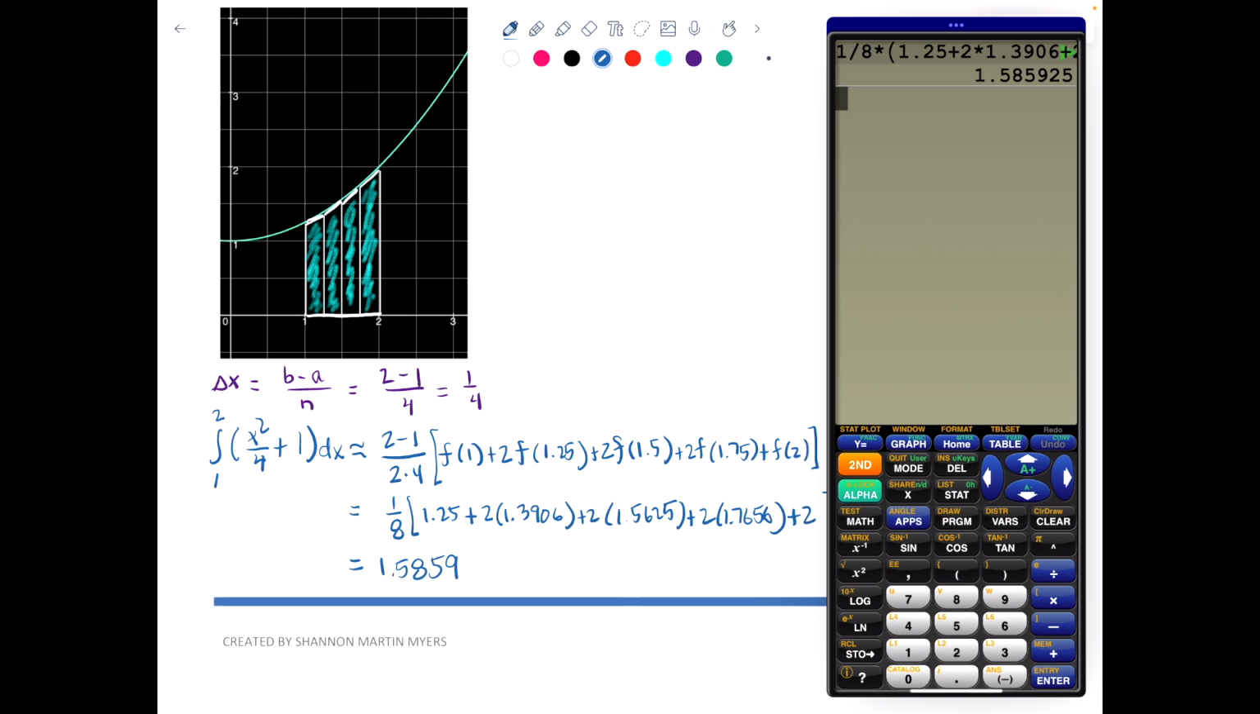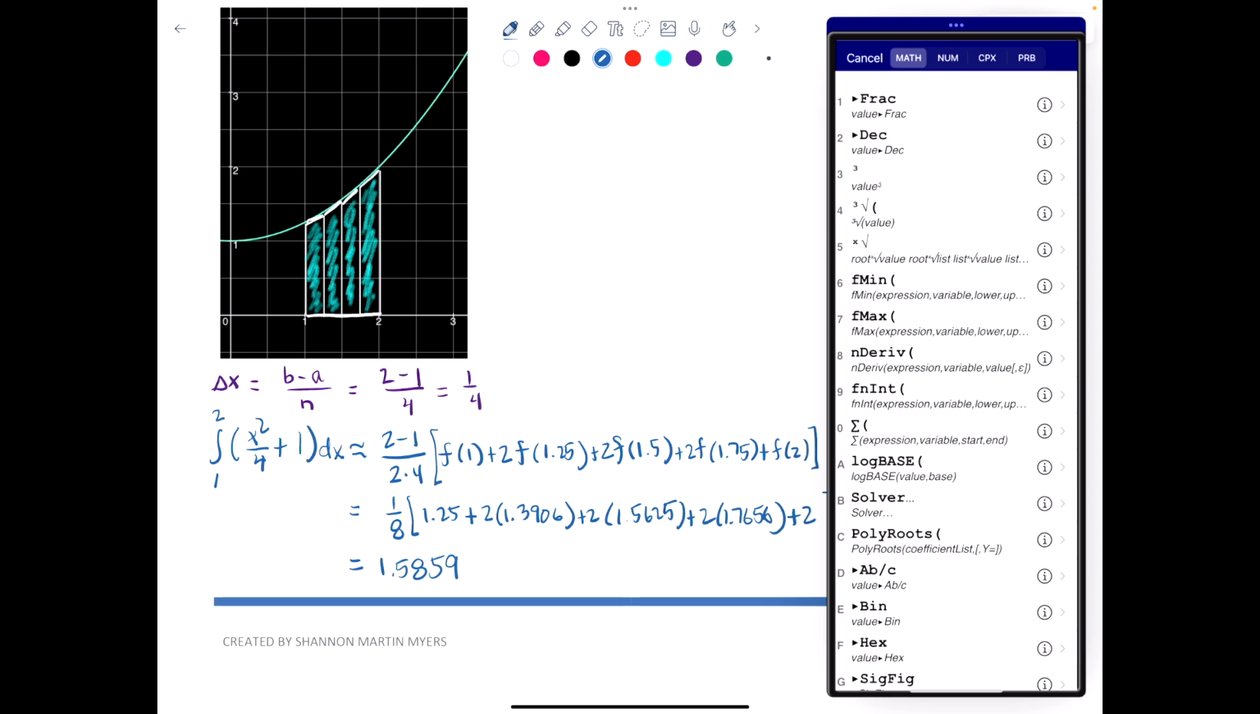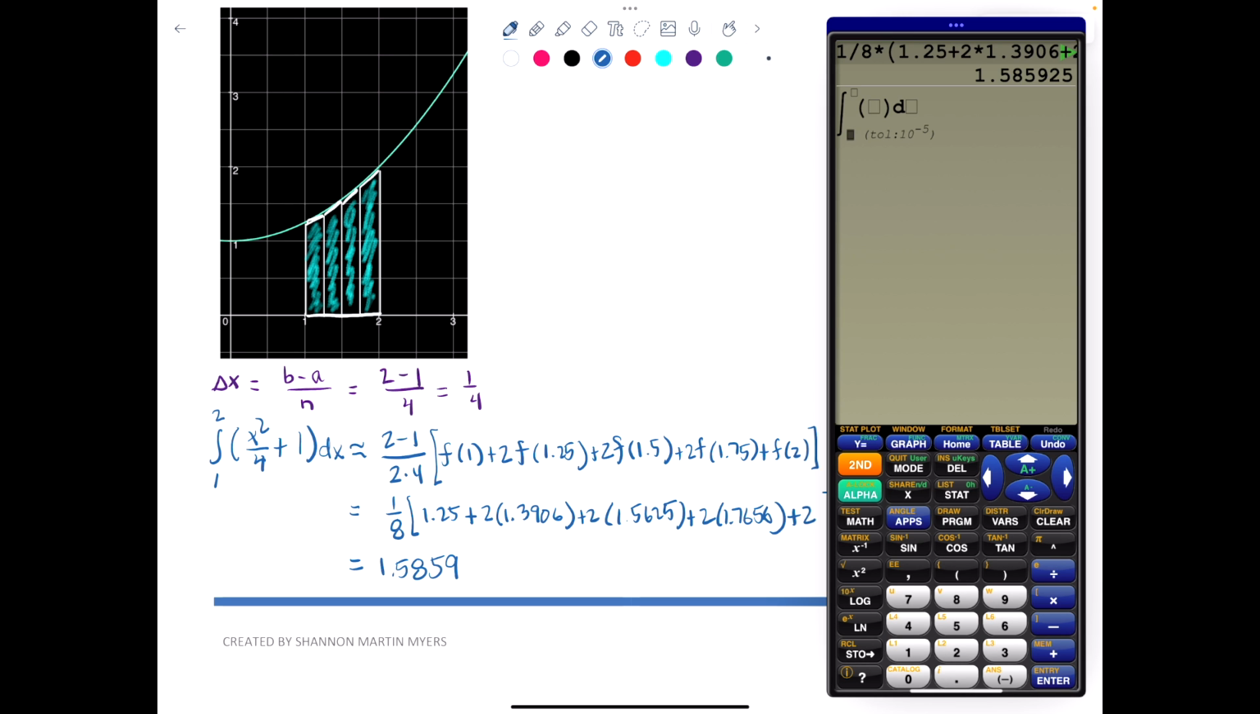So now let's see how close we are. If you went into math and then the f function integrate, and we went from 1 to 2, I mean this is one that we can do on our own, right? As well, using the fundamental theorem of calculus.